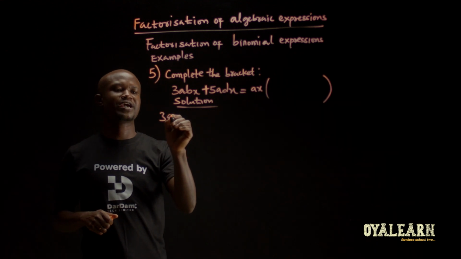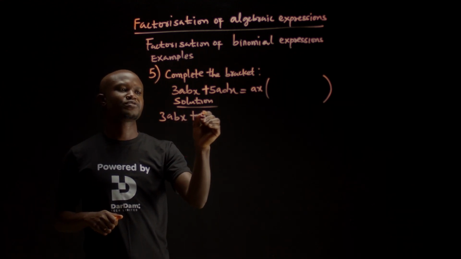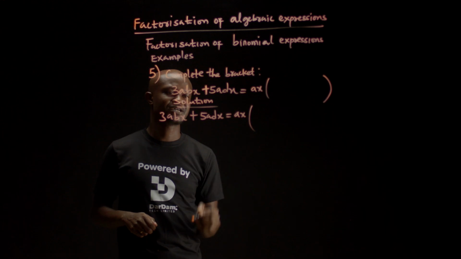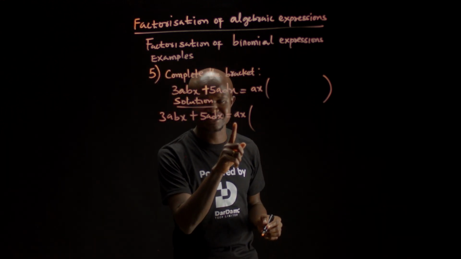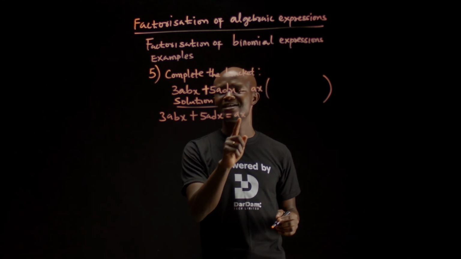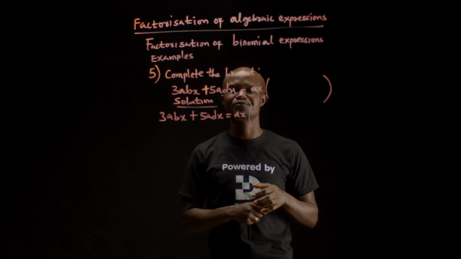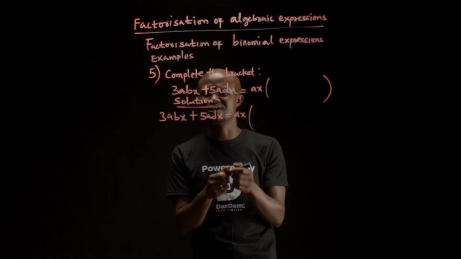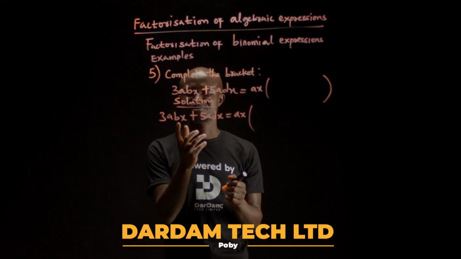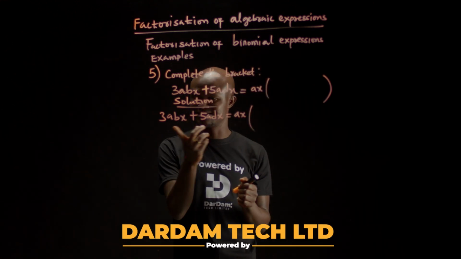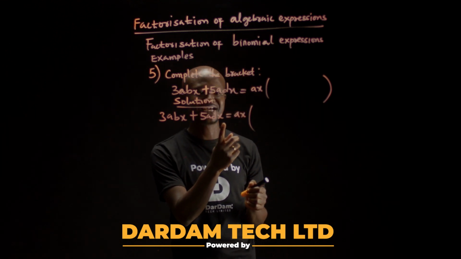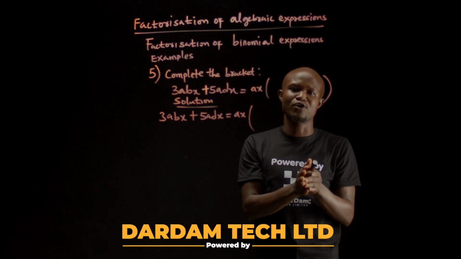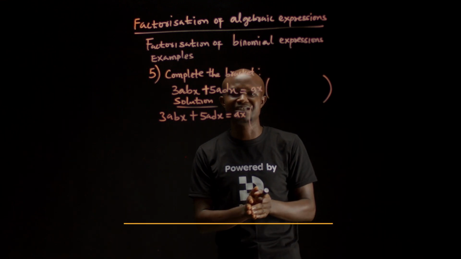We have 3abx plus 5adx equals ax into bracket. Now, looking at what we have here, this ax, in this kind of question, is the highest common factor. It means that in this kind of question, you're already given the highest common factor. If you want to factorize this, we have 3abx and 5adx. And the right-hand side is already in the factorized form, but we don't have anything inside the bracket.